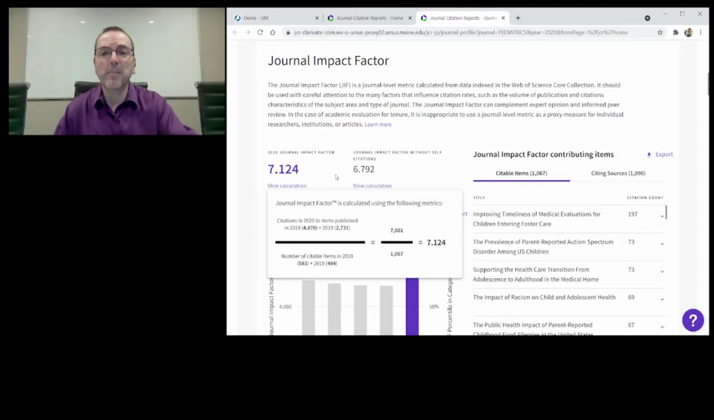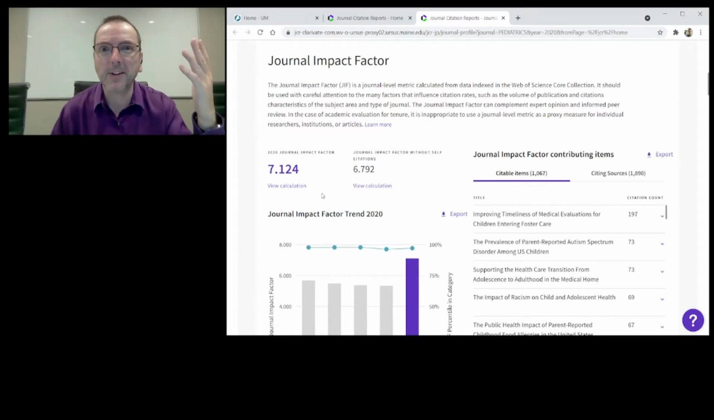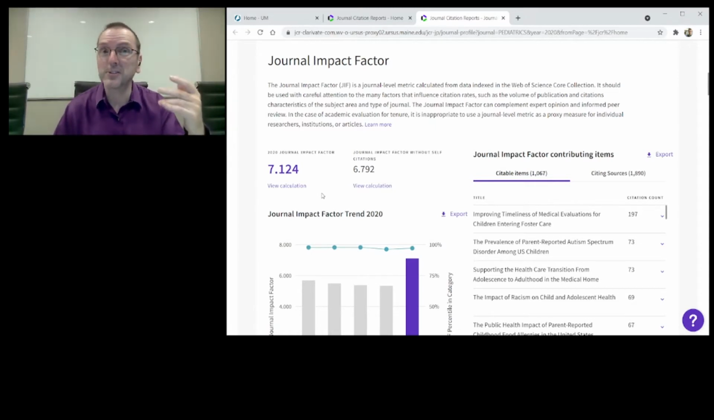And again, what I like about it is they tell you how it's calculated. Some people will say, I can't think of one off the top of my head, but like a Mason impact factor, and they don't tell you how it was calculated. Just trust me, it's whatever the number is. I don't like that. JCR is very transparent, which is nice.